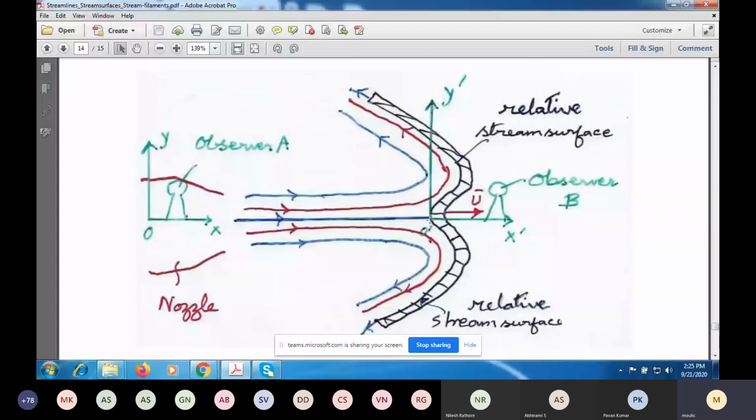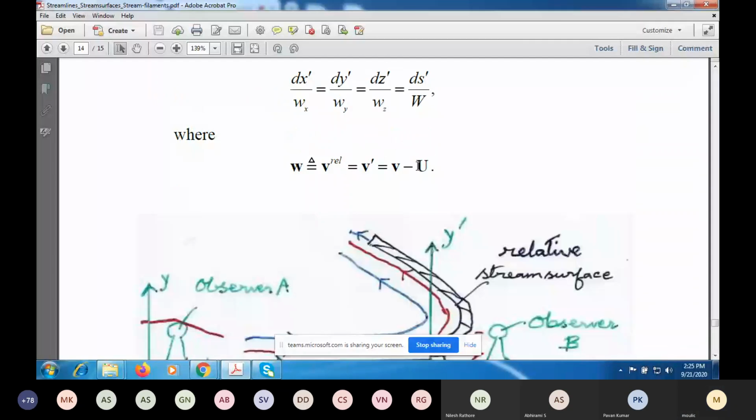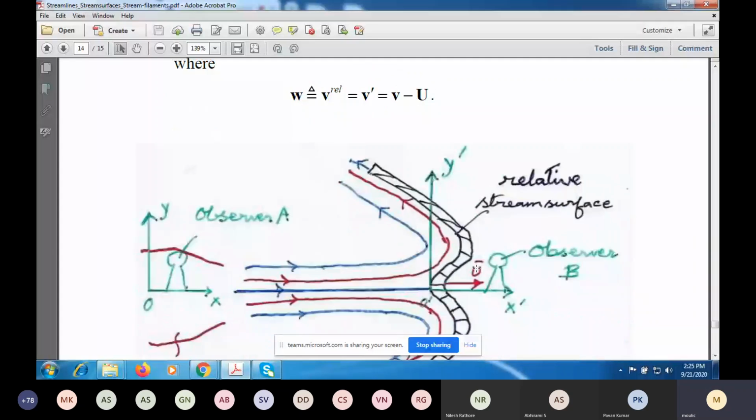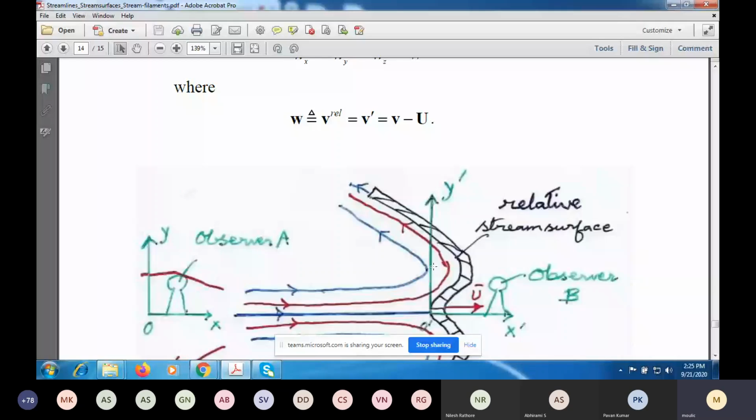So this will be the absolute velocity v minus capital U vector, where capital U vector is the velocity of translation of observer B, or in other words, the velocity of the origin O prime of the translating frame of reference. And the vector v is the fluid velocity as measured by observer A in the stationary frame of reference.